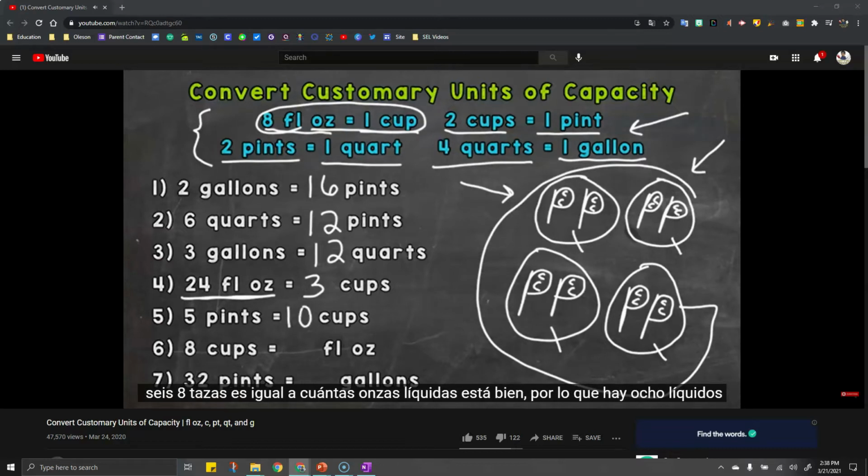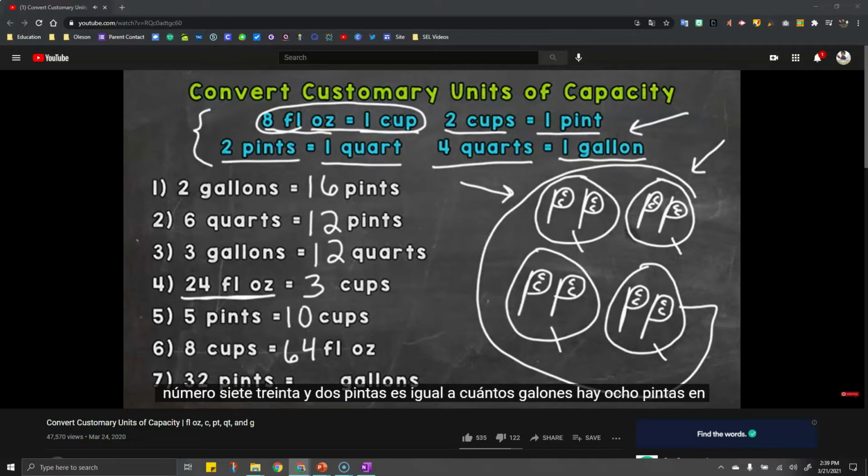Number 6, 8 cups equals how many fluid ounces? Alright, so there are 8 fluid ounces in 1 cup. So we have 8 groups of that 8 fluid ounces. So 8 times 8. That's going to give us 64 fluid ounces. Again, 1 cup has 8 fluid ounces, so we have 8 of them. So we would do 8 times 8, and that equals 64.